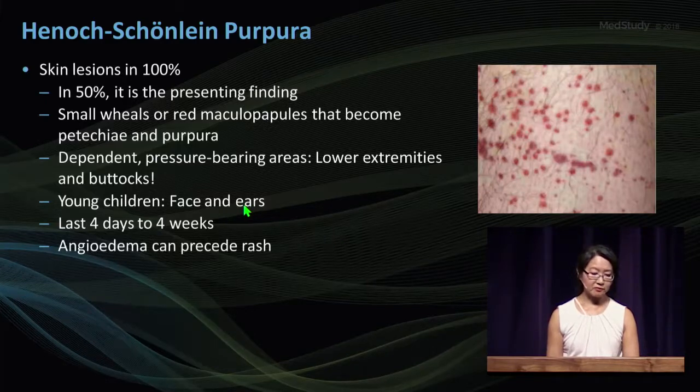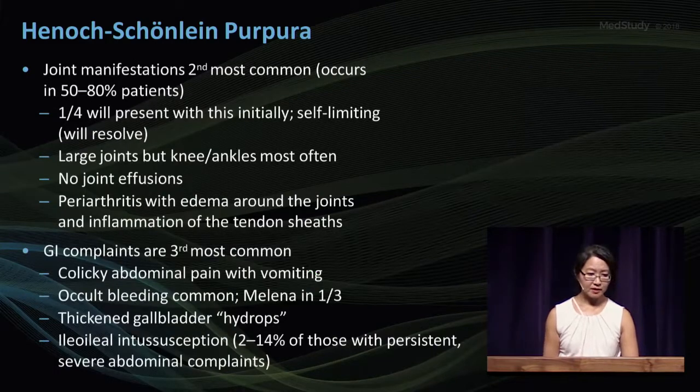The rash can last anywhere from 4 days to 4 weeks, and angioedema can precede the rash. Joint manifestations are the second most common presentation, and will occur in about 50 to 80% of patients. Typically, it's the large joints, such as the knees, or medium-sized joints such as the ankles. About a quarter of patients will present with joint symptoms initially, and the arthritis is self-limiting. Really, we don't see chronic arthritis with this disease. There are no joint effusions. The x-rays are pretty normal. Sometimes you can see inflammation in the surrounding tendons.